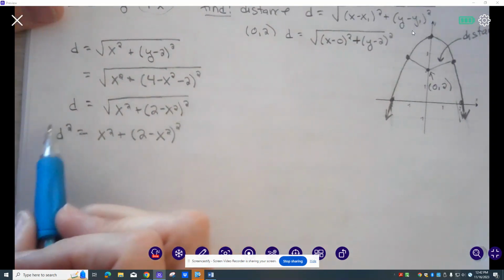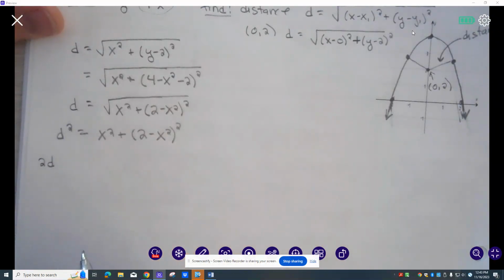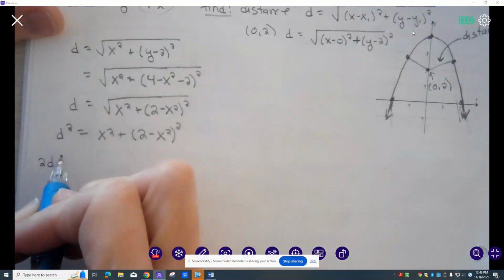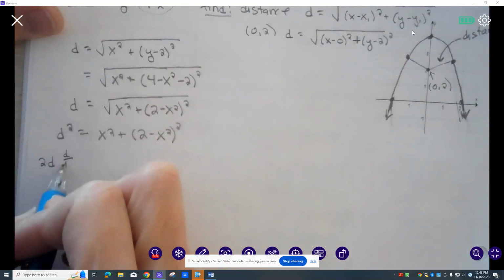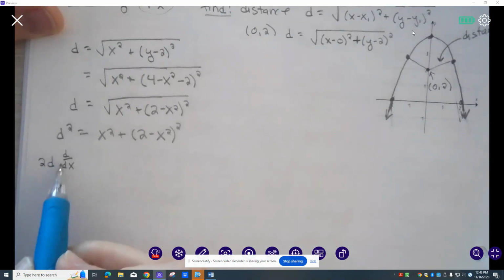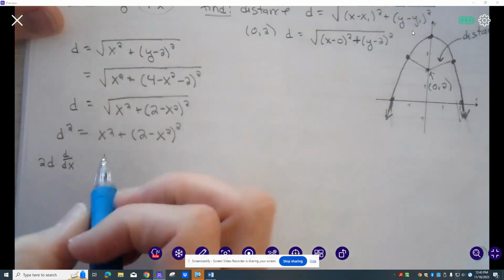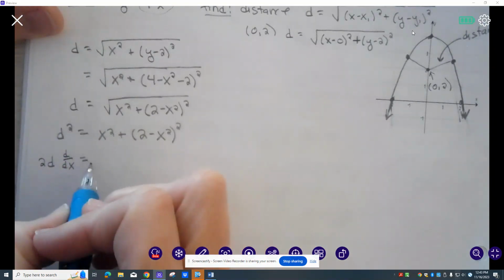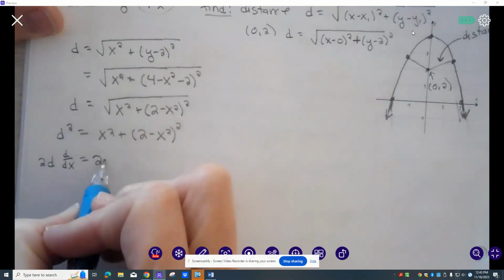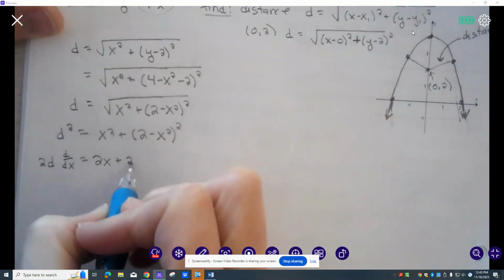If I take the derivative of this, I'm going to get 2d, but this is not an x, so this is sort of implicit, right? But this is what I'm finding, the derivative of d with respect to x. So I'm going to say this is 2d times dd/dx. And then on the other side, I'm just going to do this derivative. And this is chain rule. I'm going to write it.